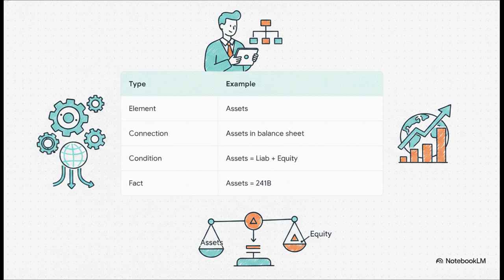Take a look at this. Your element might be the primitive idea of assets, or maybe the compound idea of a balance sheet. Your connection links them up by stating assets is part of the balance sheet. Then, your condition enforces the unbreakable rule: assets equals liabilities plus equity. And your fact? That provides the tangible observation: Microsoft assets as of June 20, 2017 was $241 billion. By assembling these molecules, you construct a flawless functional unit of logic.